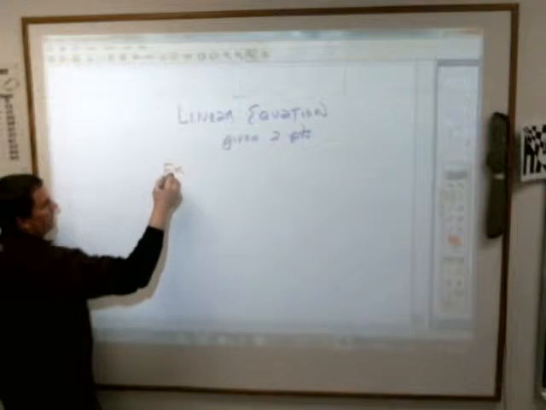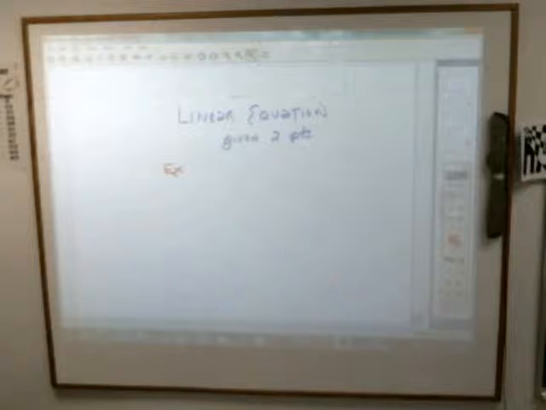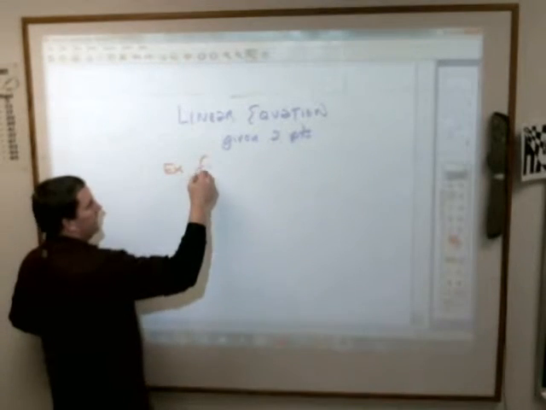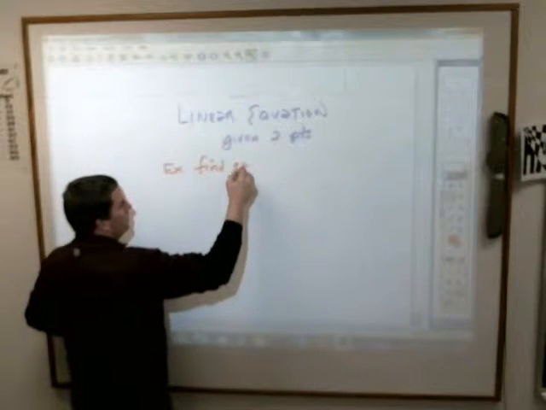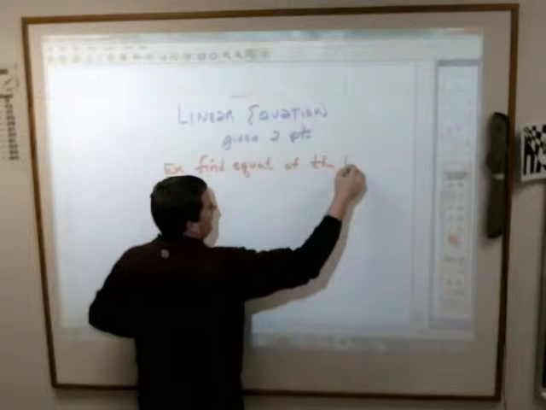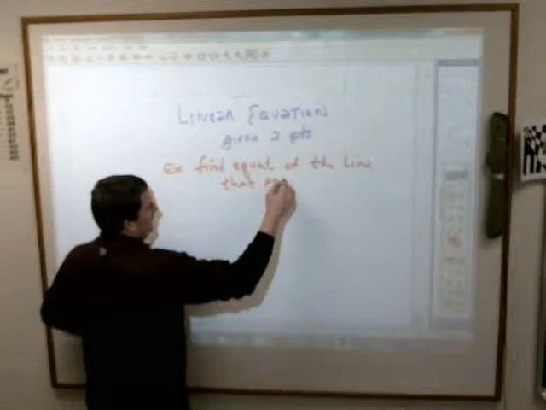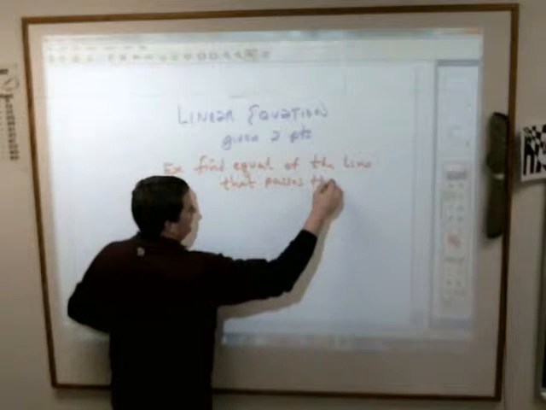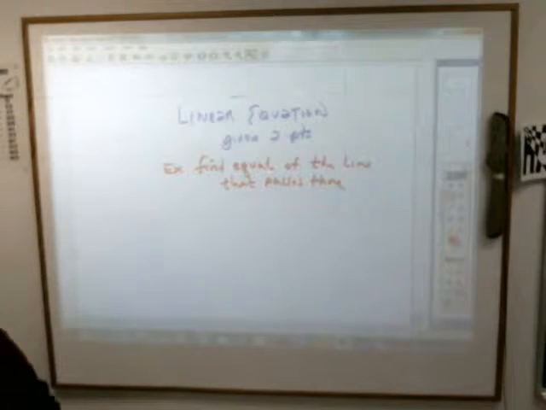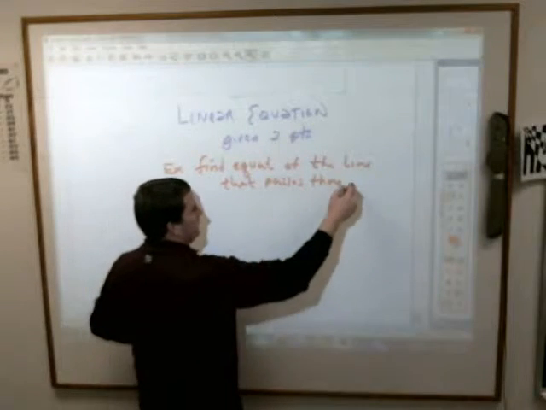The easy way to do that. Example: find the equation of the line that passes through 1, -3, and 4, 5.